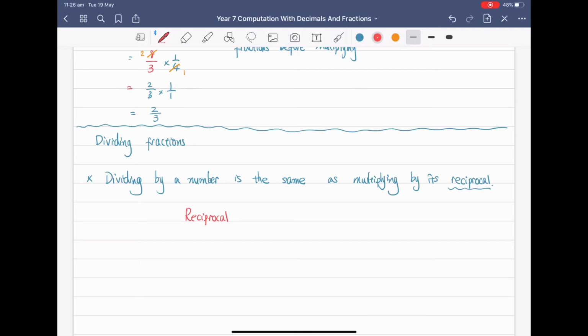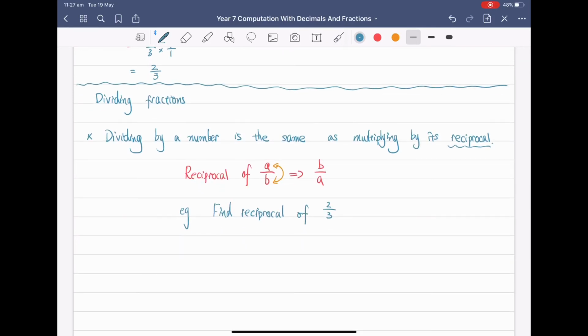So the reciprocal means, if you have a over b, that's a fraction, so the reciprocal of a over b is b over a. It's just that simple. A goes to the denominator, b becomes the numerator. An example: if I want to find the reciprocal of 2 over 3, then the answer will simply be 3 over 2. Again, you just simply swap the numbers.